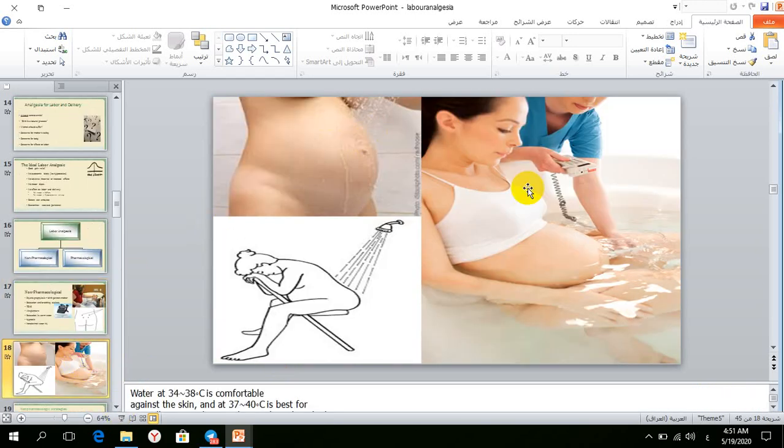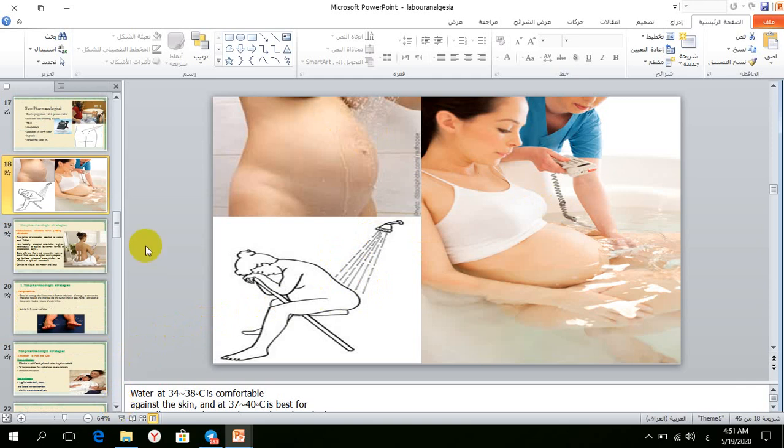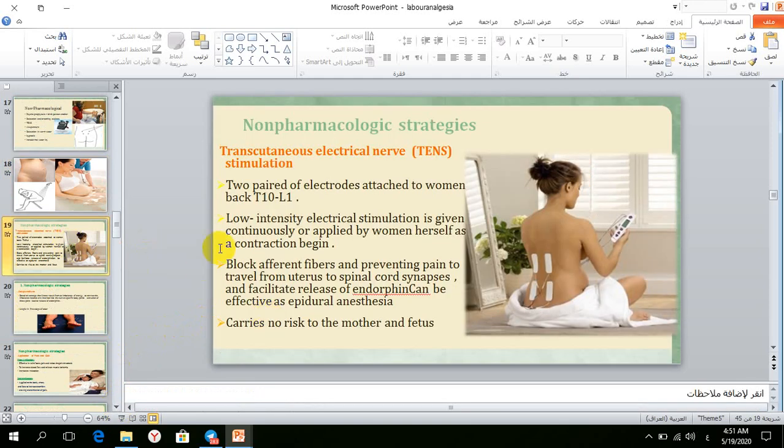Water bath at 34 to 38 centigrade is comfortable against the skin, and 37 to 40 centigrade is best for other patients.